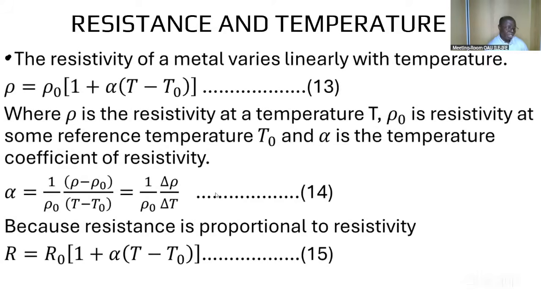So you can see from here now that if you relate it, don't forget there is a relationship between resistivity and resistance. So if you bring it down to resistance, where you see resistivity replaced with resistance, the same thing: resistance at temperature T is the same as resistance at temperature T naught times 1 plus alpha, the coefficient, times the change in temperature, equation 15. So these are very important.